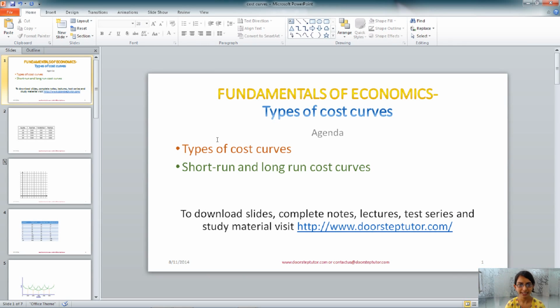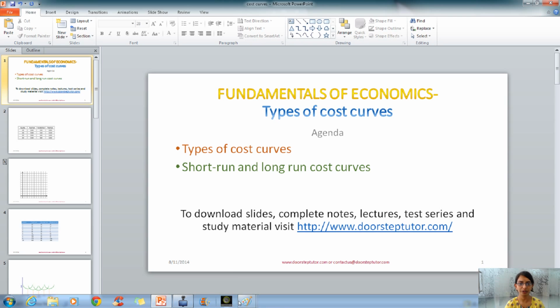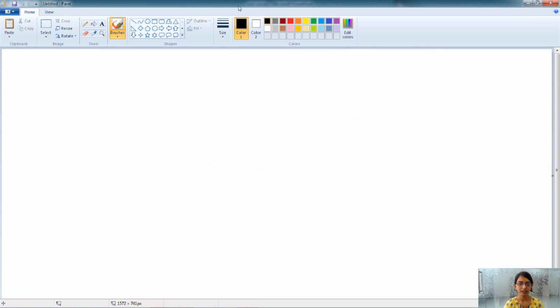Hello friends, welcome. Today in this lecture we will talk about the fundamentals of economics, one of the more important concepts, that is the types of cost curves. In this we will talk about the various types of cost curves and the short run and the long run cost curve. Let's start with it. Firstly we will talk about the fixed and variable cost curve.